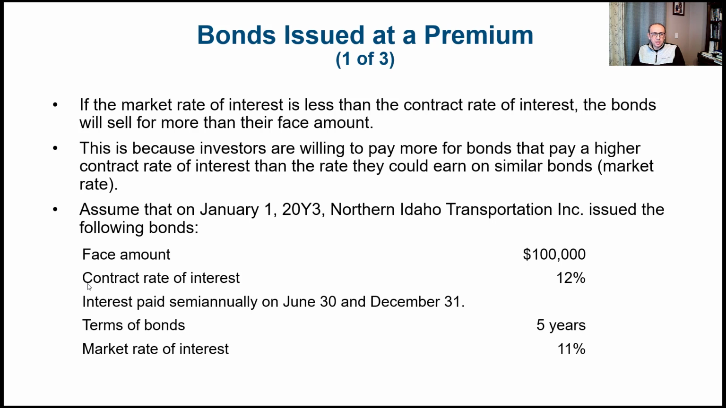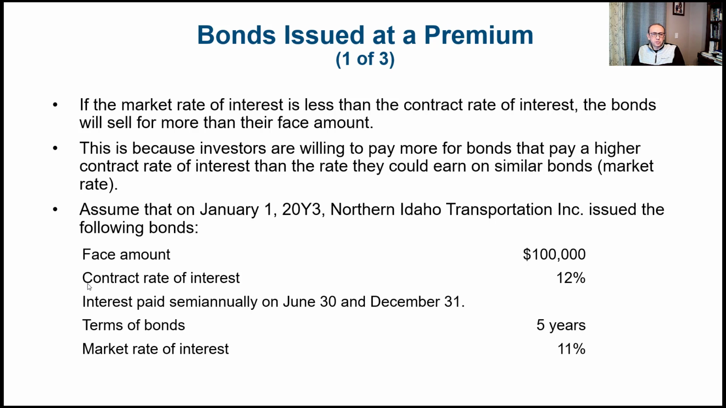And the reason behind that is because investors are willing to pay more for bonds that pay a higher contract rate, or a higher rate of interest, than the rate they could earn on similar bonds, which is the market rate. Why? Because in this case our bonds are more attractive. So again, the rules of supply and demand, and of course we need to get compensated for why we are paying more interest compared to the market.